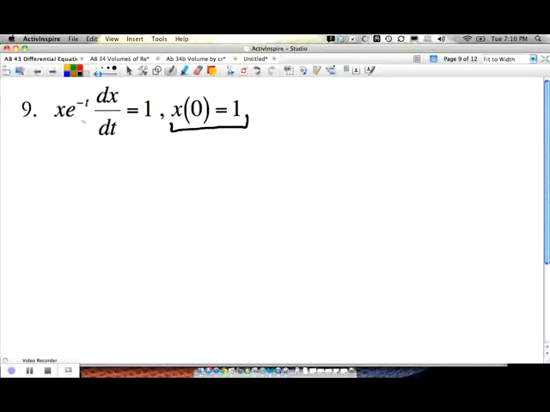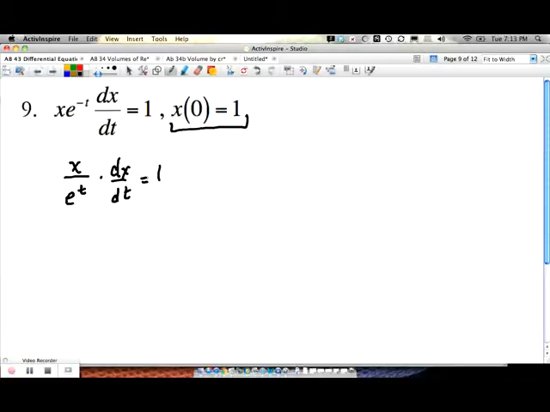So I notice that this is x times e to the negative t. I'm going to take that even further and say that's x over e to the t, because a negative exponent just means move it to a different part of the fraction. And then we have dx dt here. So when I times dx dt, so we have here x over e to the t equals dx over dt equals 1.